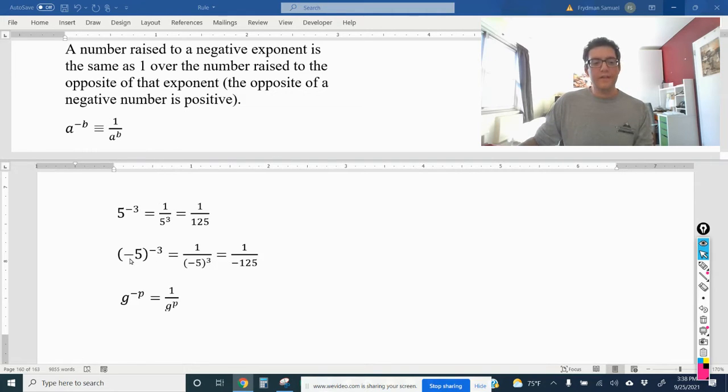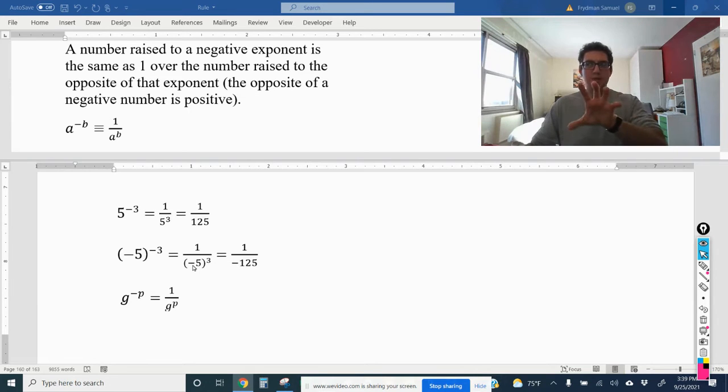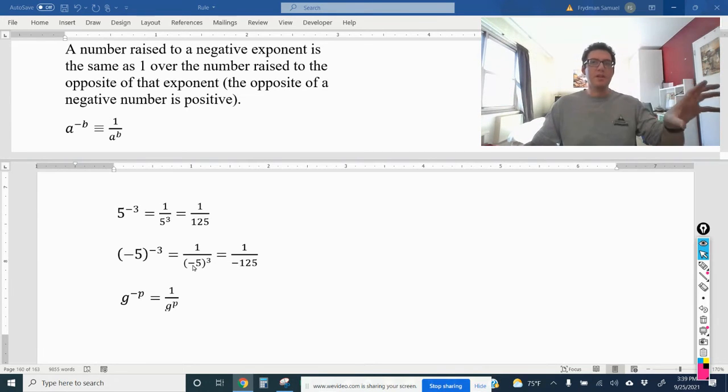So negative 5 to the negative 3rd power is equal to 1 over negative 5 to the positive 3rd power, which is 1 over negative 125. Where did this number come from? If we do negative 5 to the 3rd power, that's negative 5 times negative 5, which would be positive 25, times another negative 5, and then a positive times a negative is negative, so we would get negative 125.